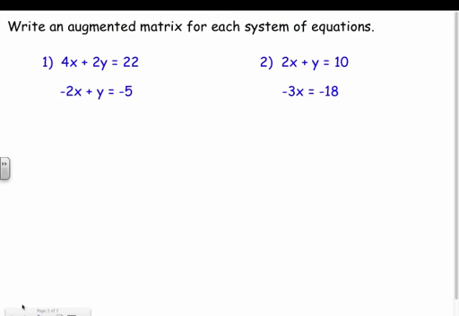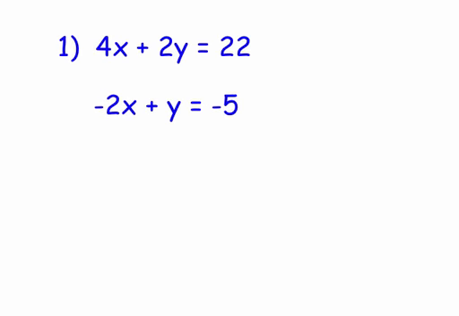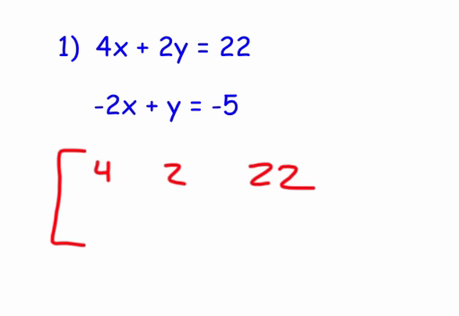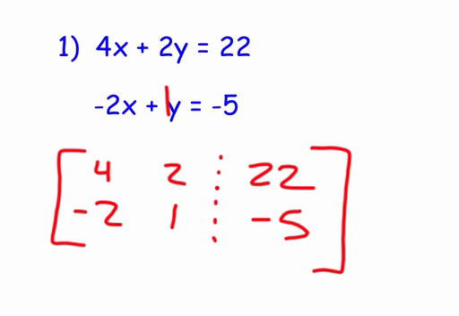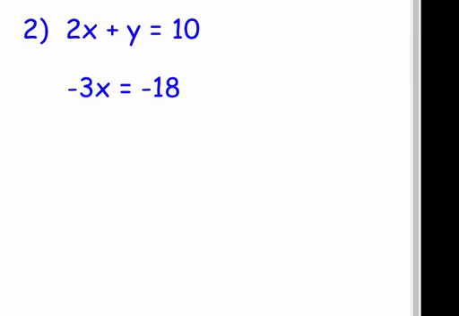So let's grab a couple equations here, and let's write in an augmented matrix. So number 1, put my little bracket so I can have enough room for 2 rows. First row looks like I have a 4, a 2, a positive 2, and a 22. Second row, I have a negative 2. Remember, it's an imaginary 1 in front of that y, so 1 and a negative 5. And we push the dashed line to represent where that equal sign's at, and then we end our bracket. So there's an augmented matrix. Pretty straightforward.